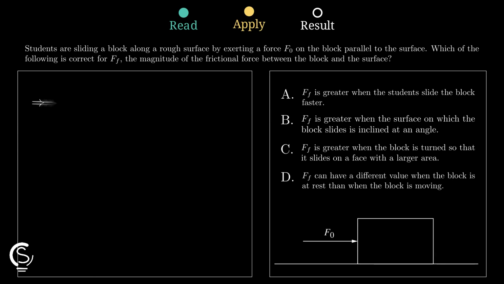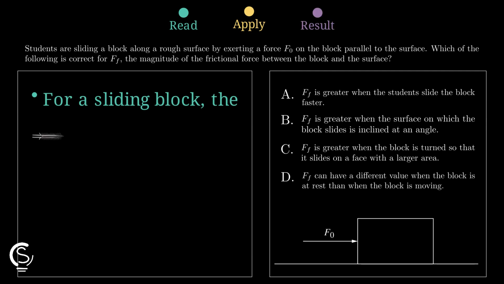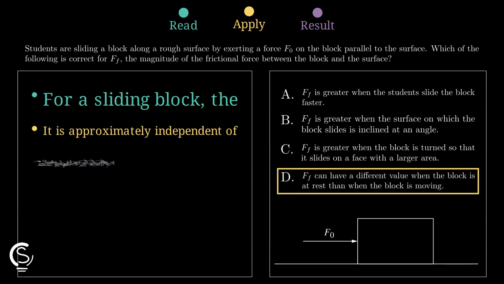Also, turning the block to use a larger face does not automatically increase friction, because dry friction is approximately independent of contact area, so that choice is a classic trap. If the block is at rest, friction is static, which can differ from kinetic friction, so the only correct statement is option D.